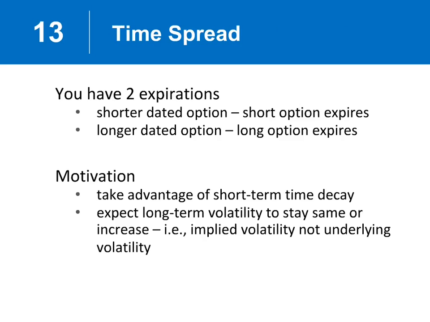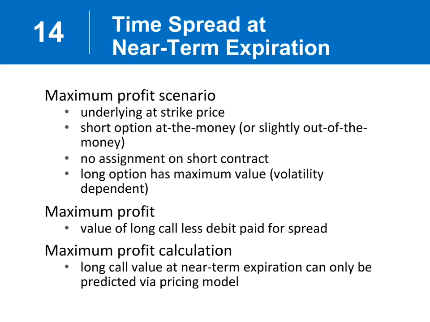In terms of the time spread at expiration and maximum profit potential on slide 14, our maximum profit potential is going to be right at expiration with the underlying going out at expiration just below that strike. That way we don't have to worry about assignment, and with the stock just below the strike, we should have maximum value for that option that we're still long. So that's our maximum profit scenario.